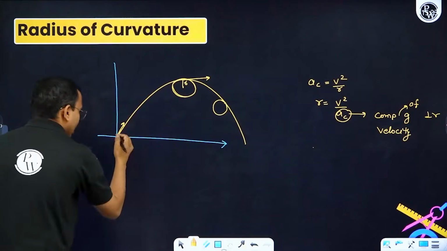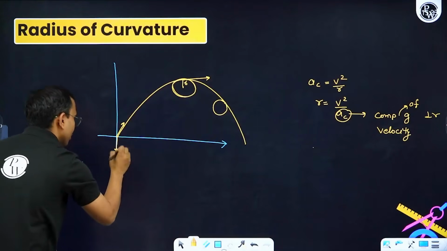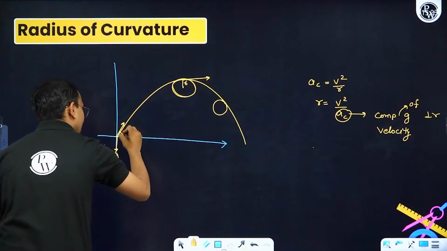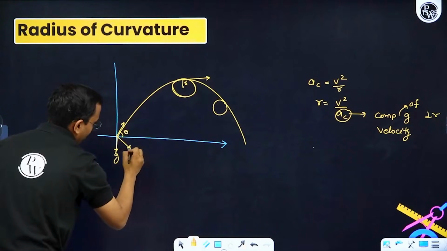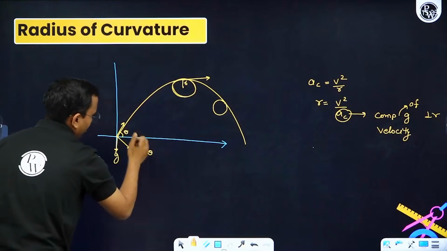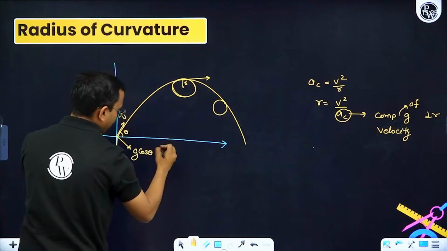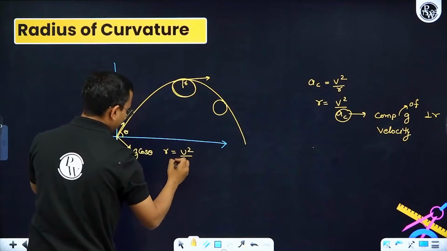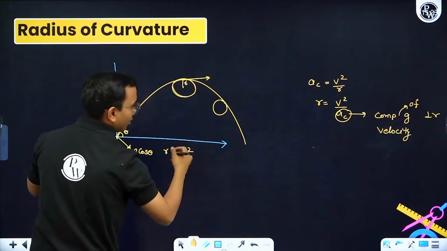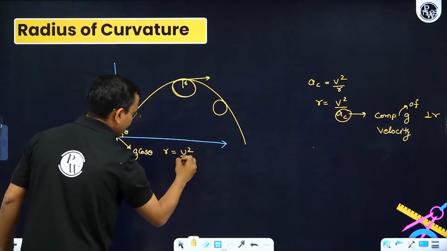So initially, if you need to find that, how will you write it? g is in the downward direction. This angle is theta. So this component is g cos theta. Velocity is u, so it will become u square by R, where the perpendicular component is g cos theta.